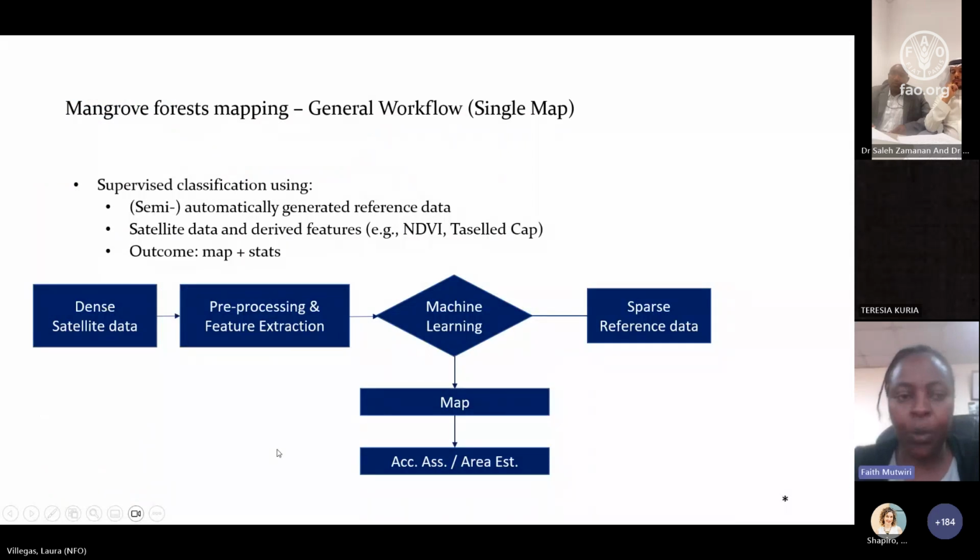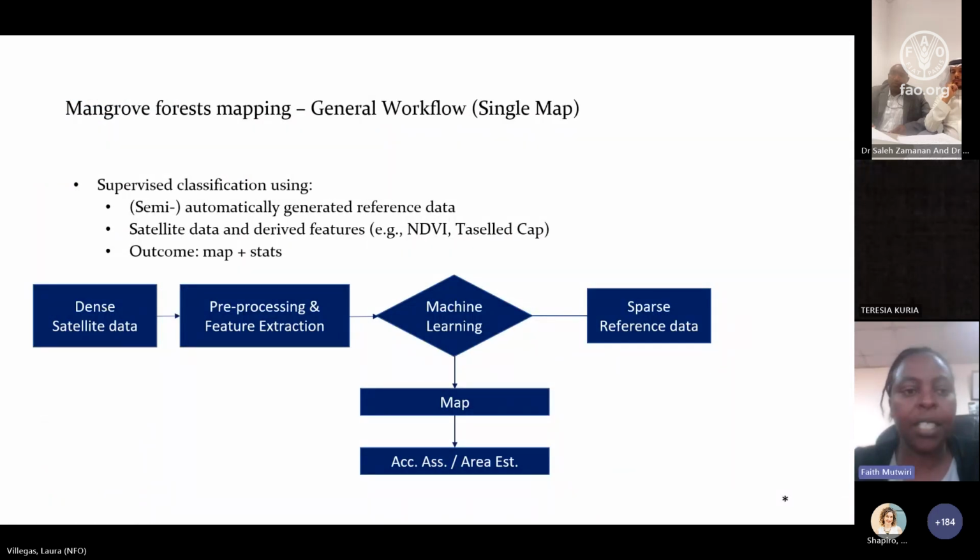So specifically to this, it's good to know that each country has a dream to have a very good mangrove map for monitoring the mangroves or any other natural resource. So previously in Kenya, as you see in the diagram there, we have been using supervised classification. This is a semi-automatically generated reference data, whereby we have a lot of satellite data information, and this is done through pre-processing and then feature extraction.